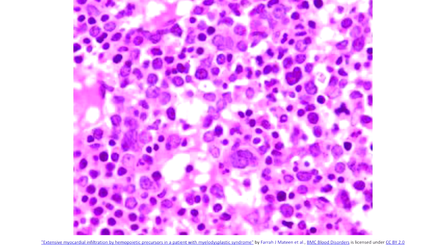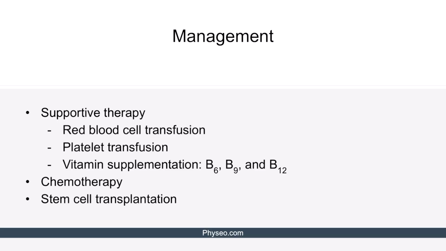This is the bone marrow biopsy from the patient with myelodysplastic syndrome. You can appreciate the hypercellular bone marrow with immature cells of the myeloid lineage, also known as the blasts. Here are the megakaryoblast, and these are the erythroblasts. The management of myelodysplastic syndromes includes supportive therapy such as red blood cell and platelet transfusion.